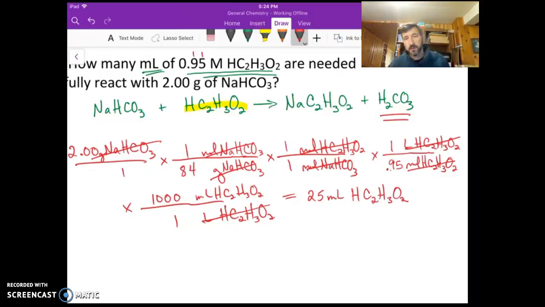We had to boil it off, and your boiling beaker smelled like vinegar. So there you go. Make sure you come to class with any questions that you might have over molarity, and we'll work more with this next time.